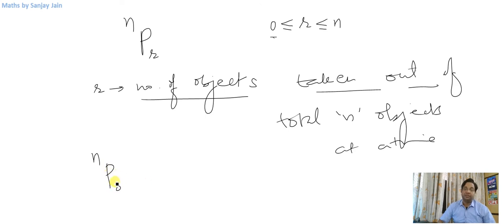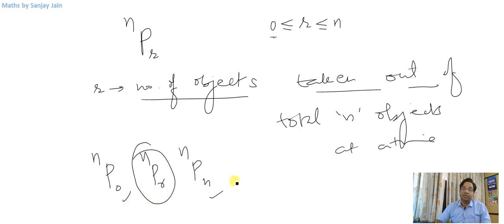So I can have nP0, that is the number of ways of arranging 0 things out of n things. There is only one way of doing that, right? Or I can have nPn, the number of ways of arranging n things taken out of n things. Or I can have a situation where I'm arranging r things out of n things, where r is between 0 and n. Okay, so these are the situations that can be there.